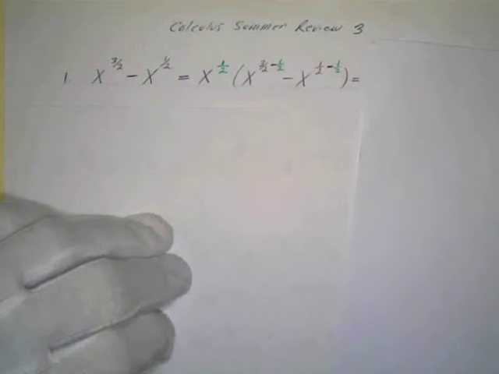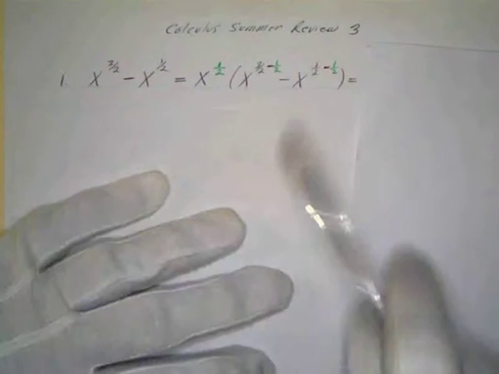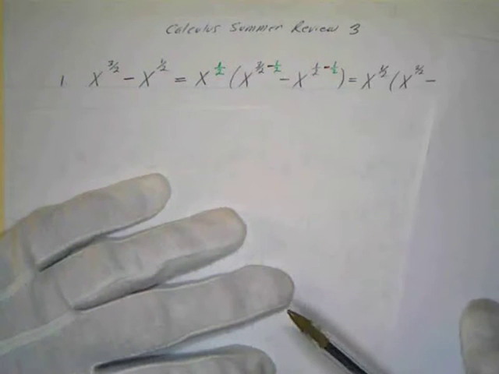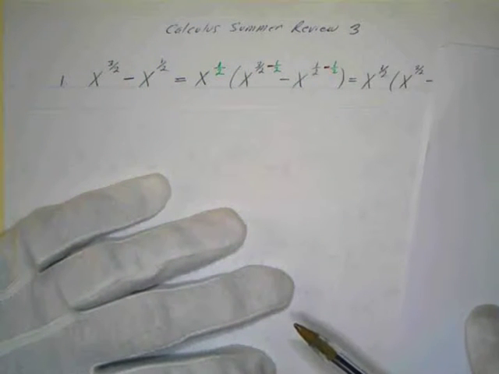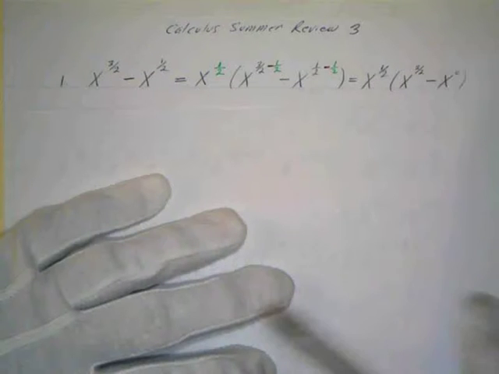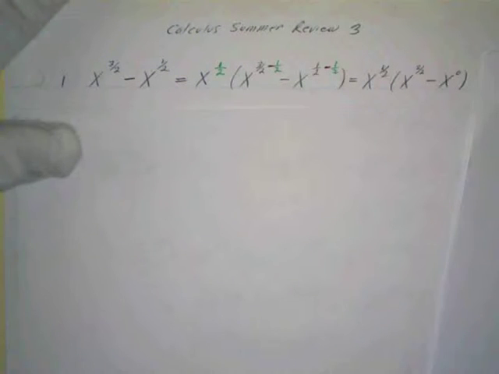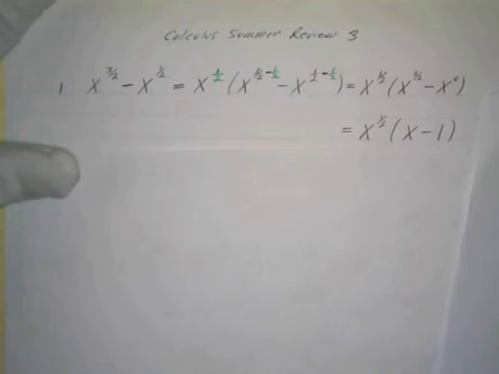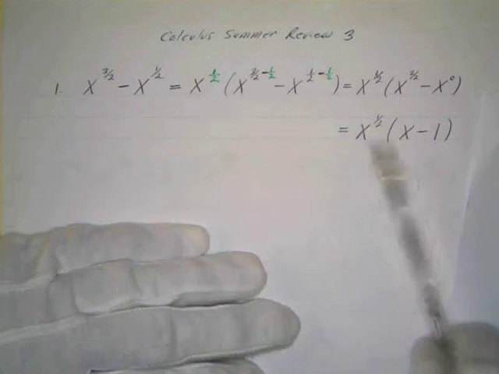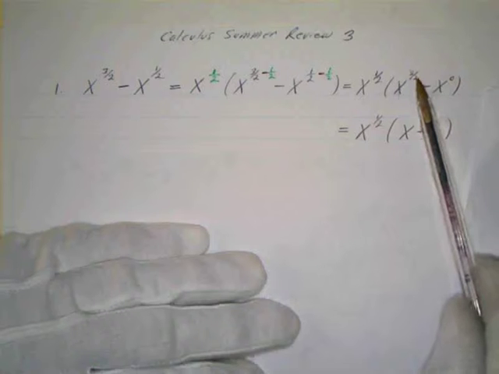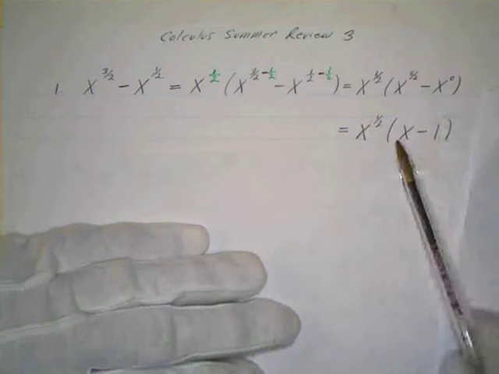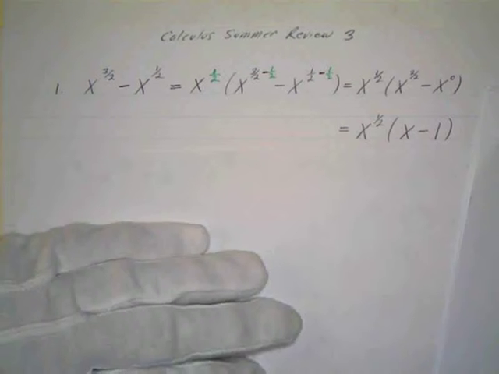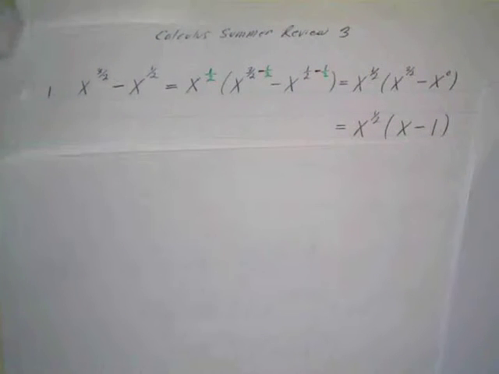Okay, this is what we got so far. Now we can simplify this. 3/2 minus 1/2 is 2/2. Okay, and then 1/2 minus 1/2 is 0. Now anything to the 0 power is just 1. So this ends up being x to the 1/2, and then 2/2 is just 1, so that's just going to be x to the first power, minus x to the 0, which is 1, and that's pretty much done. Okay, let's take a look at number 2.